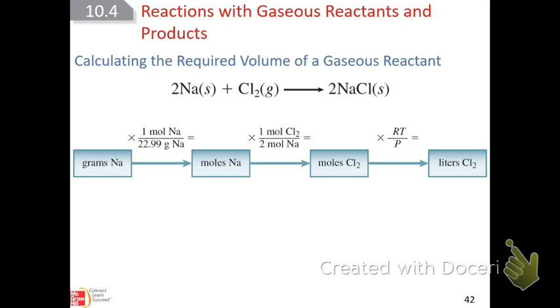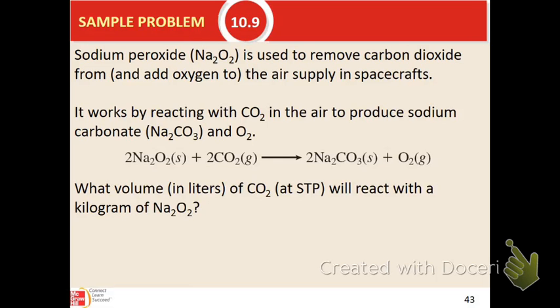So, here you have sodium, you can't use it, but you can use sodium chloride. You can use the chlorine gas in this case to figure out how many liters of chlorine gas you can have. Here you have some carbon dioxide gas, and you're making some oxygen gas, and it's asking you what volume in liters of carbon dioxide is going to react. So you can work this problem.